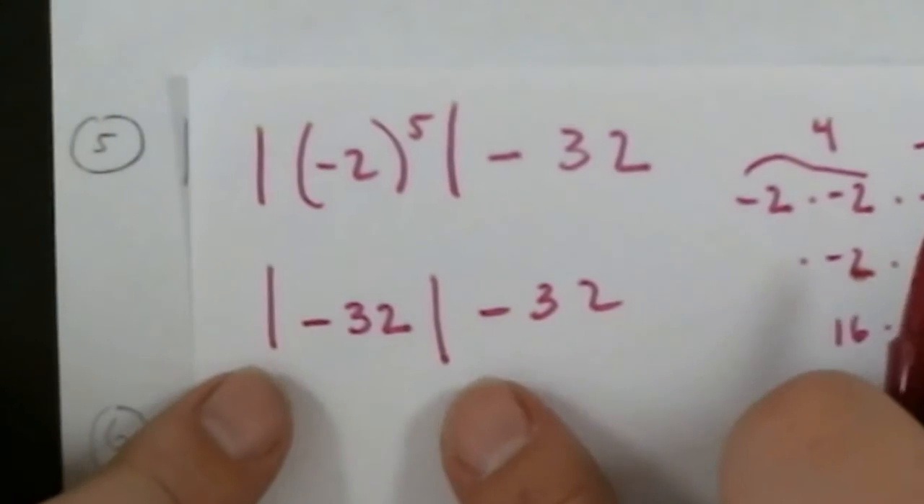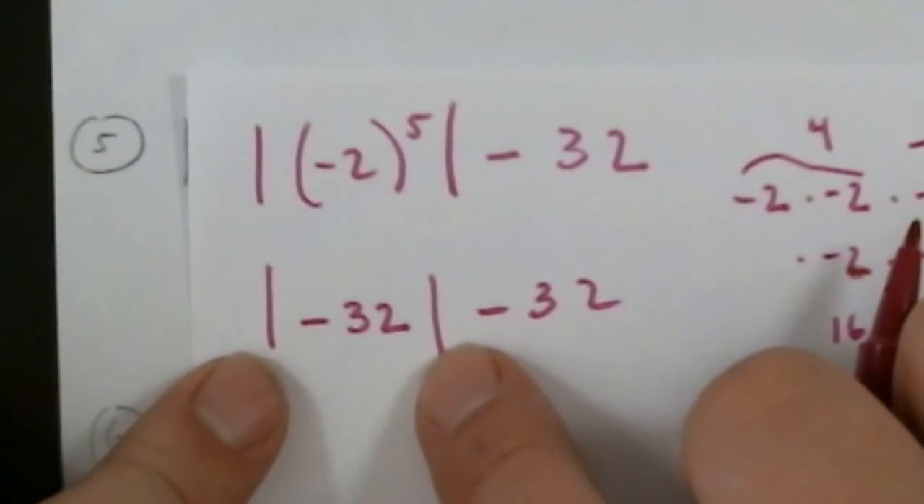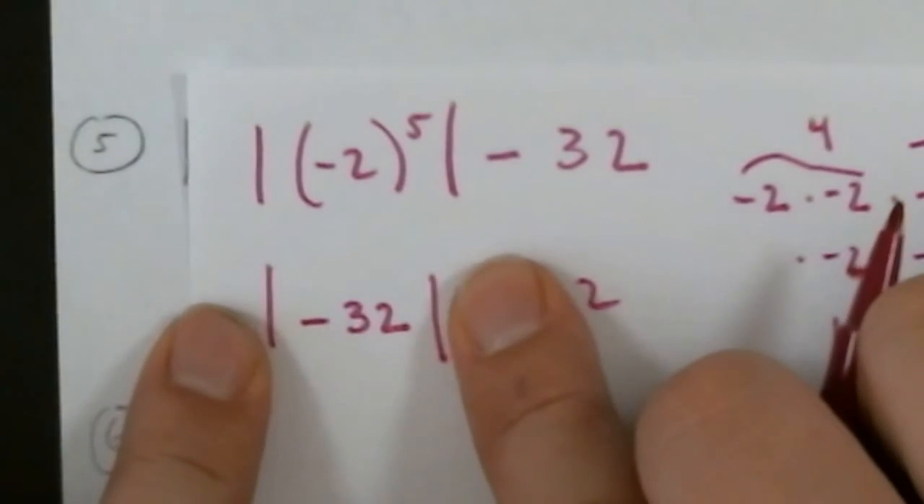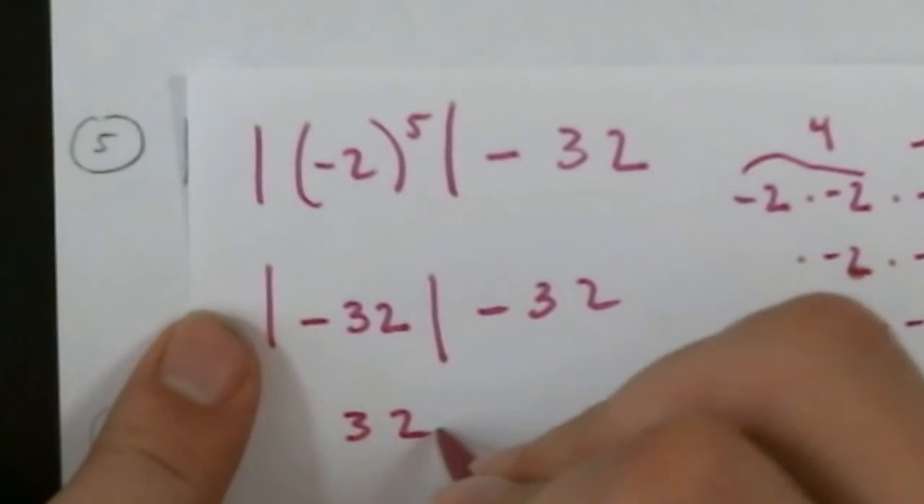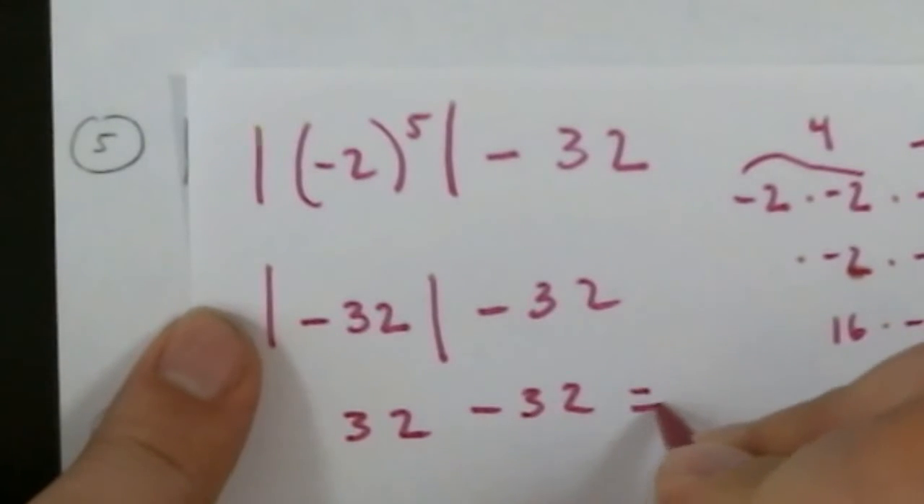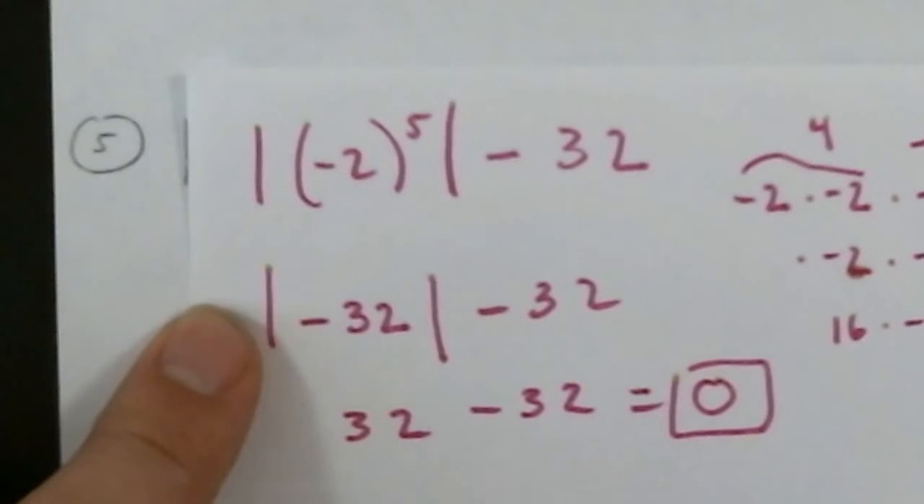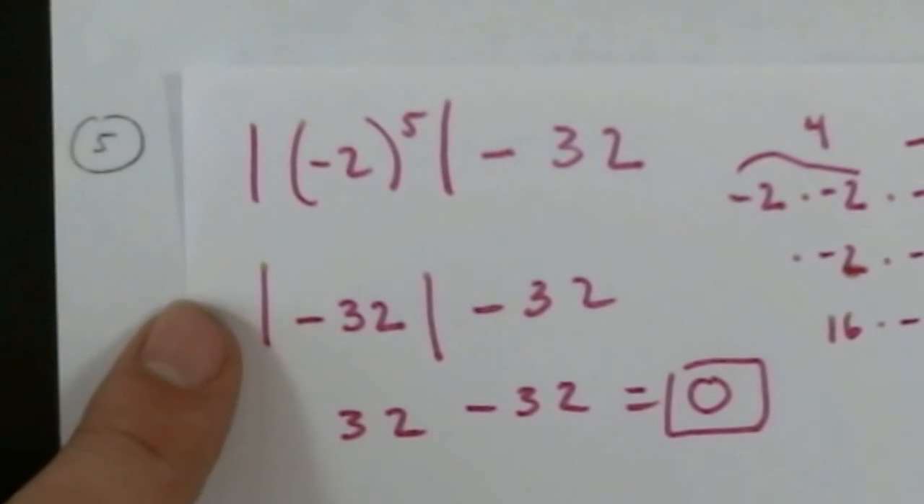So remember what I told you about the absolute values? What happens when you have a negative between those absolute values? It makes it positive. And minus 32. Well, your answer for this is 0. Yes, 0 is an answer, guys. Girls.